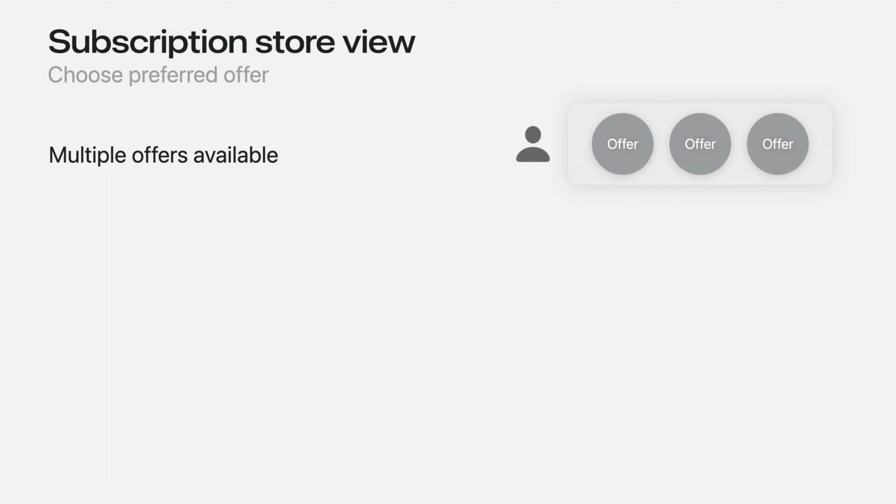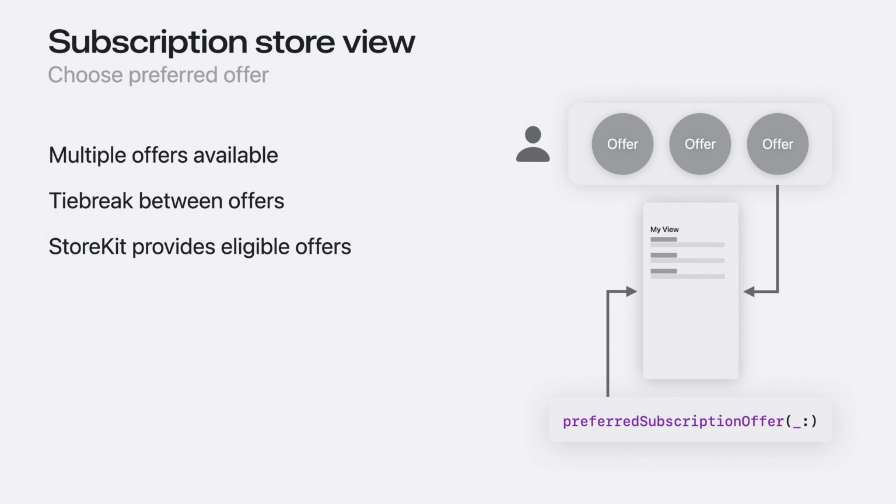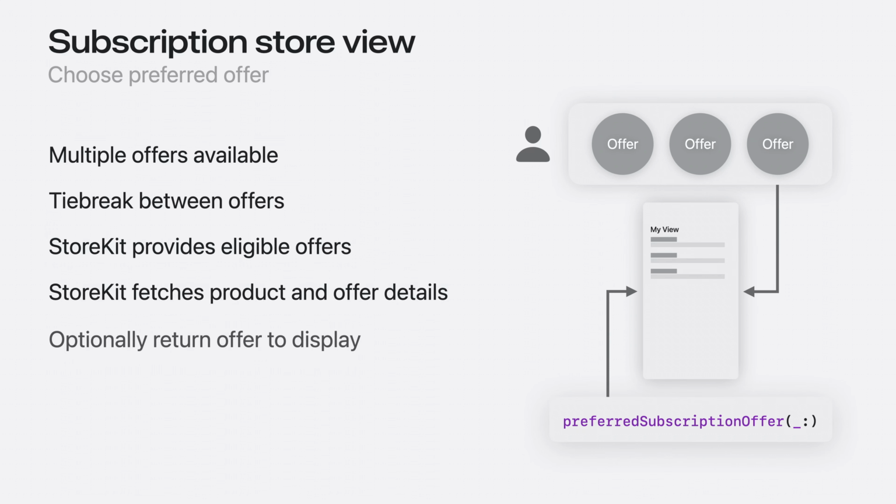Sometimes, a customer can have more than one eligible offer available, and you may need to run some extra logic to decide which offer to display in your view. To achieve this, we have a new view modifier in StoreKit Views called Preferred Subscription Offer. Use Preferred Subscription Offer in combination with a Subscription Store view to take control over which offer to use when there is more than one available. And StoreKit will handle fetching the offer metadata and setting up the purchase for you.